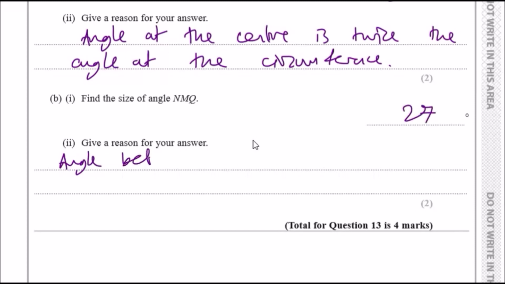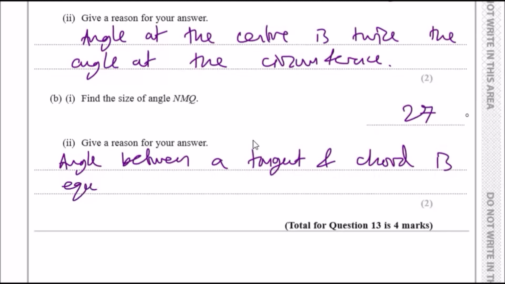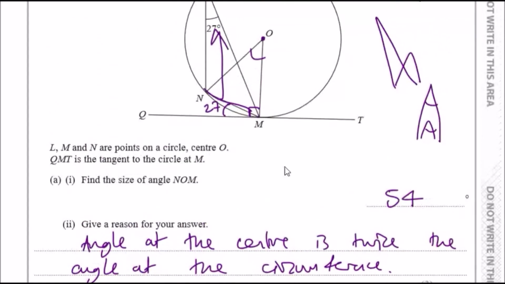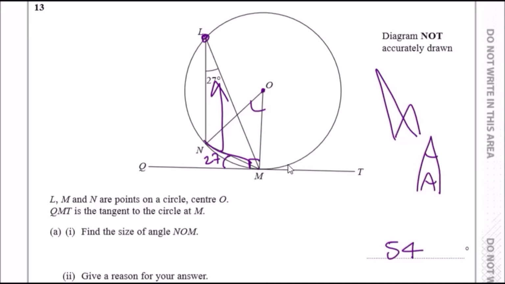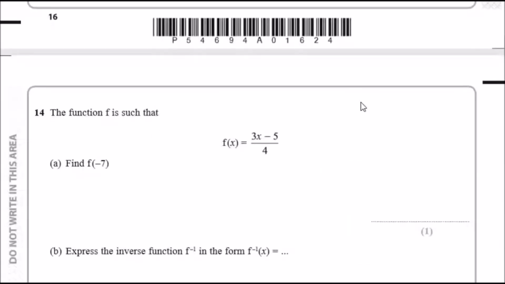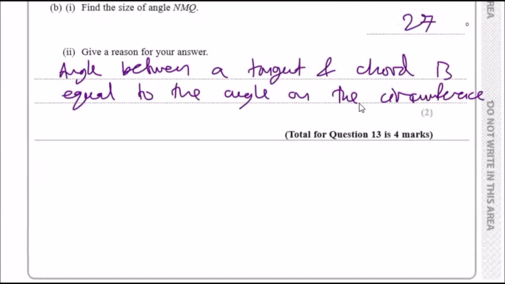Angle between a tangent and a chord is equal to the angle on the other side of the circumference. Okay, so again, try and draw arrows bouncing off it. But I hope so far this is helping, guys. Let me know, of course, how you're doing with that.